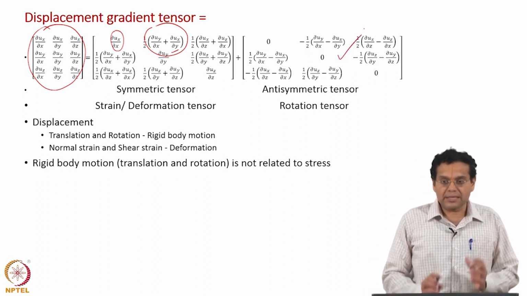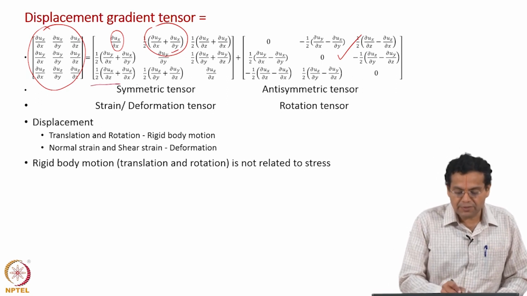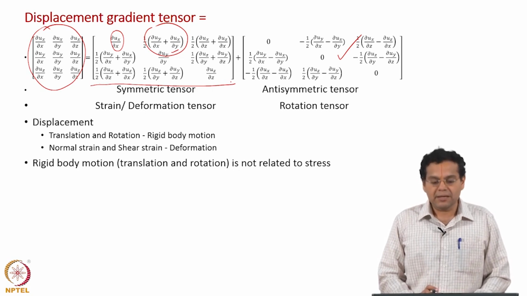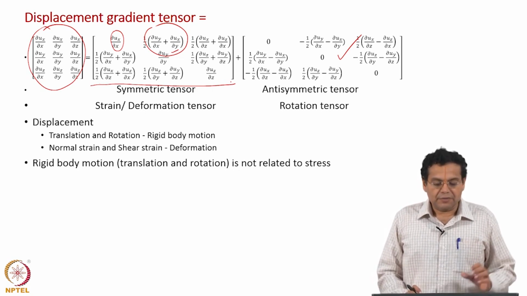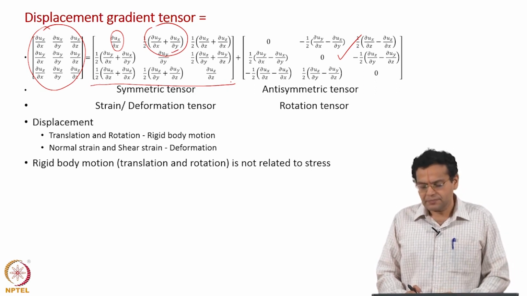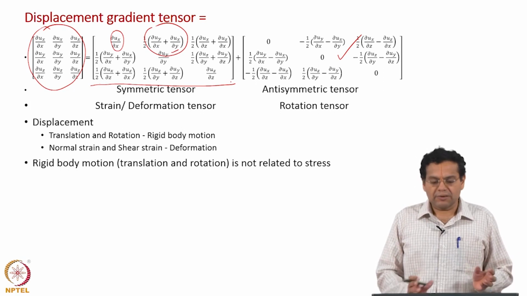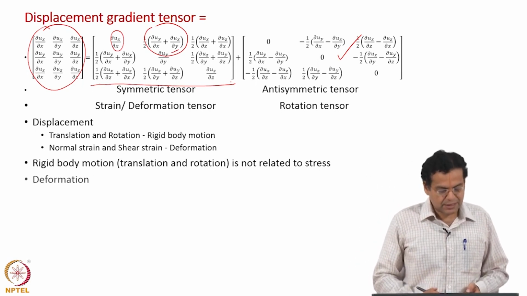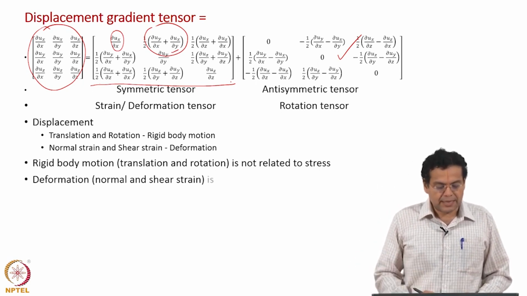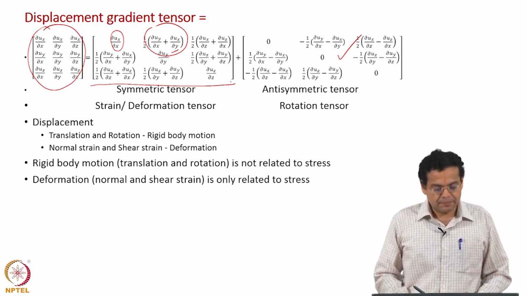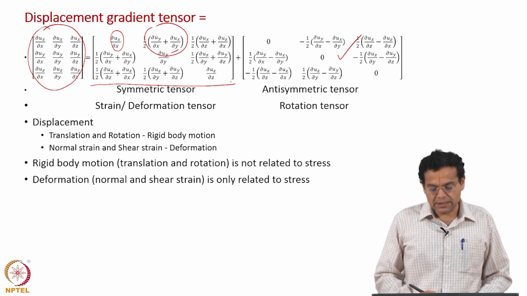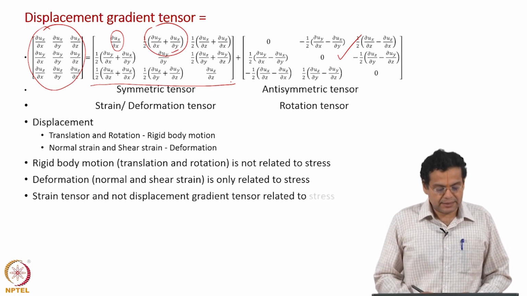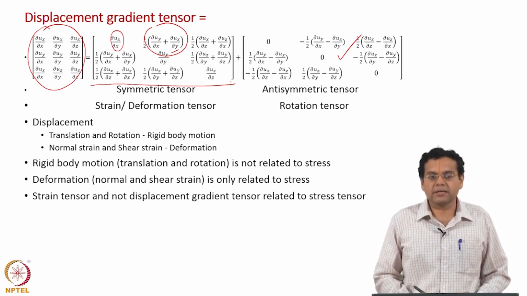So, the important components for us are the components of the strain tensor, not that of the rotation tensor. Just one more point, we are right now discussing strain for solids. We have discussed stress and we are going to relate these two, and that we will see later. So, let us complete whatever I said. Rigid body motion, that is translation and rotation, is not related to stress. Deformation, that is normal strain and shear strain, is the only thing related to stress, and hence the strain tensor, not the displacement gradient tensor, is related to the stress tensor.